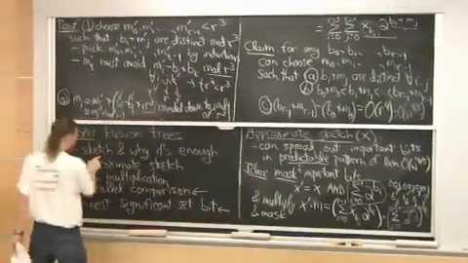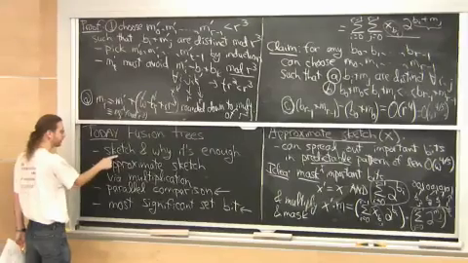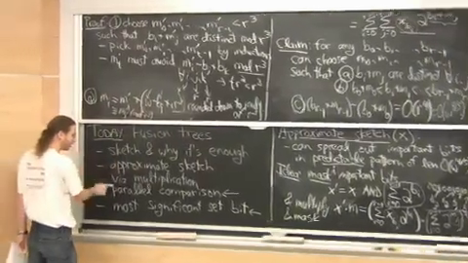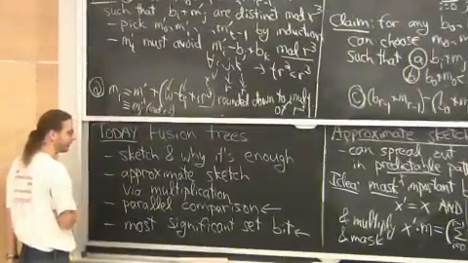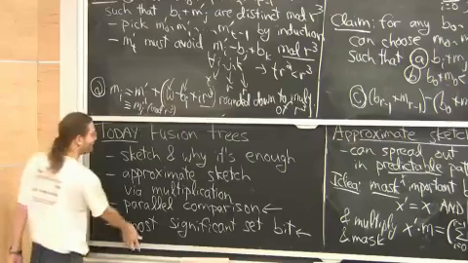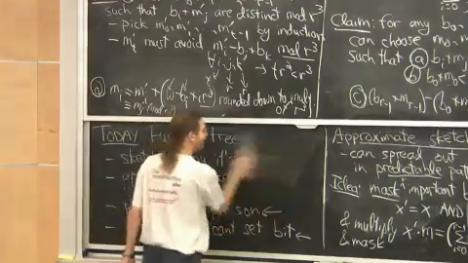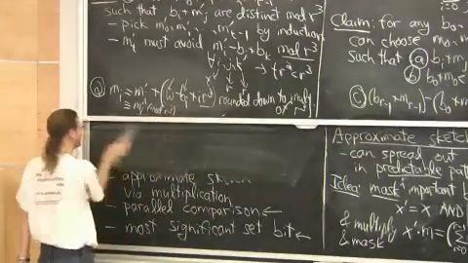So I'm going to use sketches, not approximate sketches, but I'm going to use sketches. I'm going to use multiplication. I'm going to use parallel comparison. And in some sense, I'm going to use most significant set bit. All of these things I'm going to use to solve the most significant set bit problem.